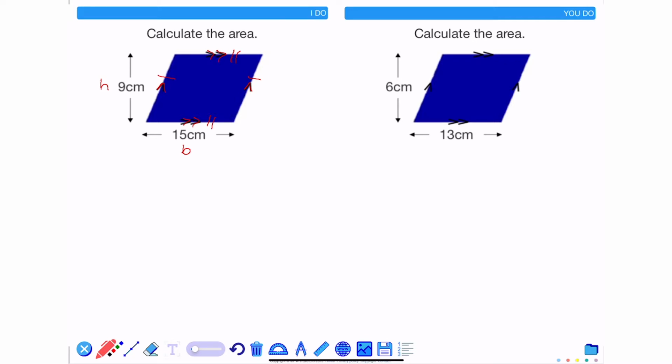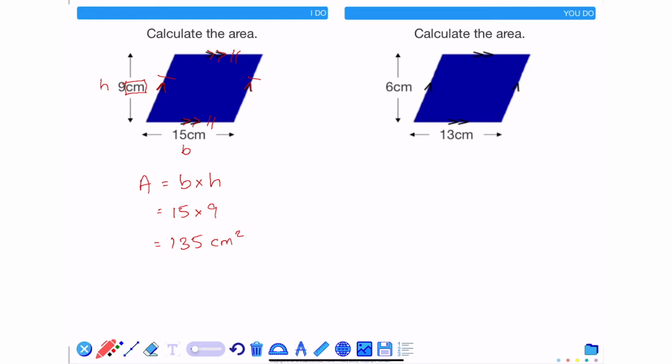So to calculate the area of a parallelogram, all I do is base times height. 15 times 9 is 135. Because the original dimensions were measured in centimeters, the area will be measured in centimeters squared.